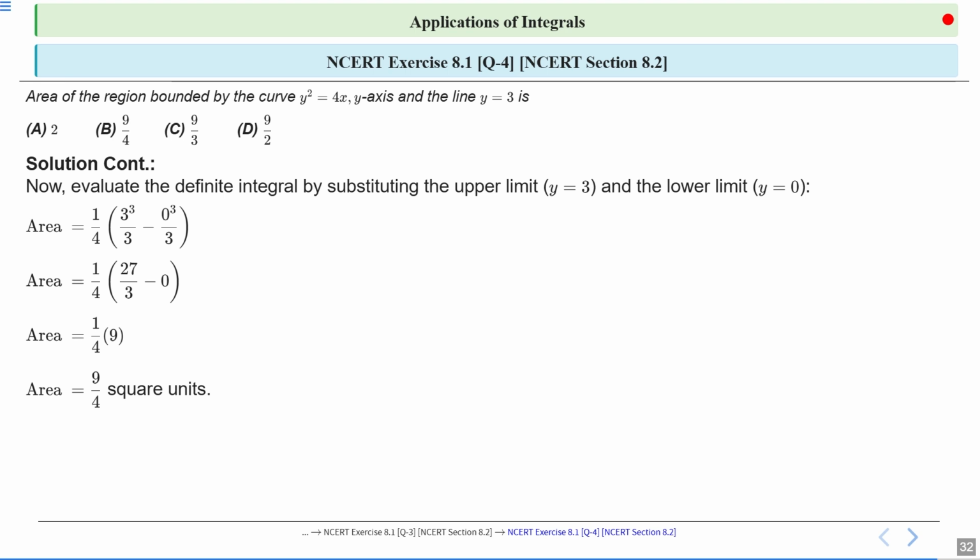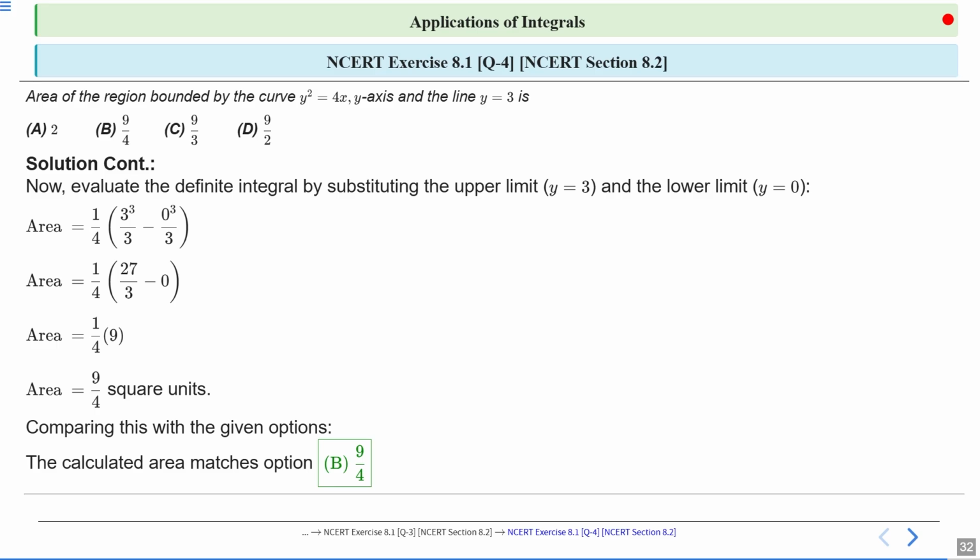And that is the value of the area of the region bounded by the curve y square is equal to 4x, the y-axis, and the line y is equal to 3. So comparing with the given options, option B is the correct answer.